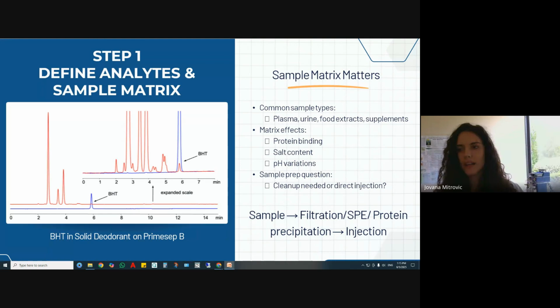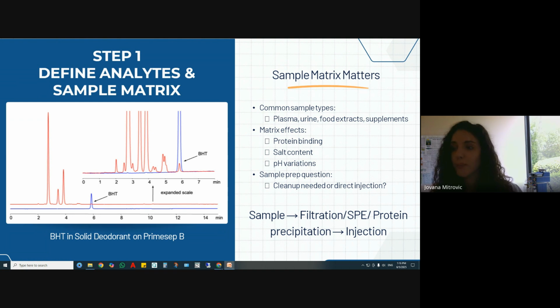So once we understand our analyte, the next critical step is to examine the sample matrix. The matrix can significantly impact how we set up and run our method. So let's walk through what to consider. First, think about sample type. Is it plasma, urine, food extract, or some dietary supplement? Each of these matrices brings different challenges.